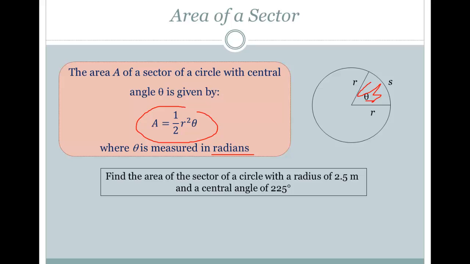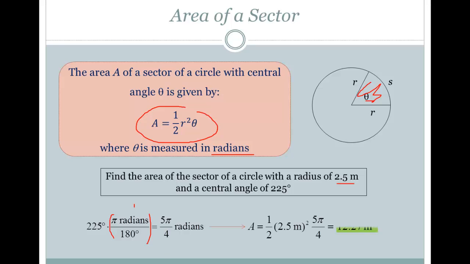So let's do a quick example. Find the area of a sector with a radius of 2.5 meters and a central angle of 225 degrees. Well, first thing I have to do is convert that 225 degrees to radians. Again, that ratio is equal to 1. That's just my conversion factor. Once I know my angle theta in radians, and I know my radius, I can simply plug in and I get a value of 12.27 meters squared. Again, area is going to be in length squared. Whatever the unit of r is, I'm going to square it. So here my unit was meters, so I get meters squared.